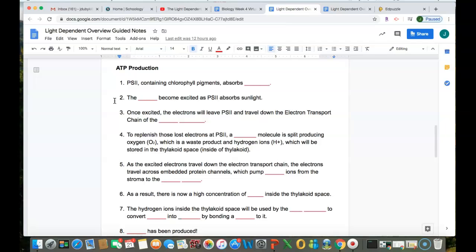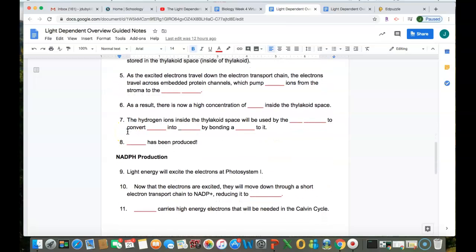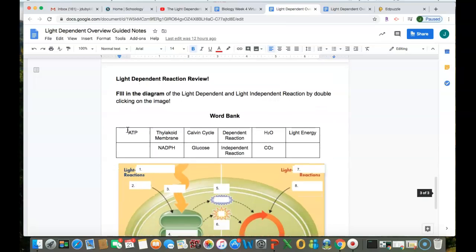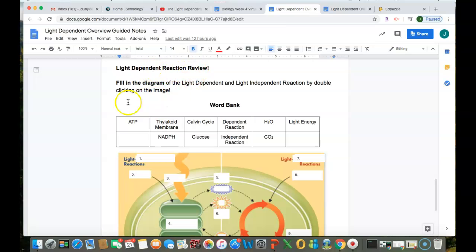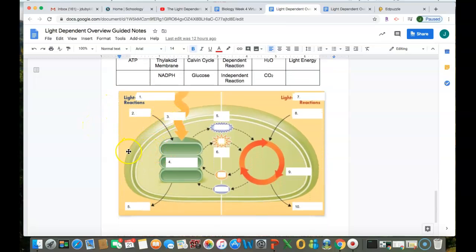Make sure you watch the YouTube video very closely, and as I talk about each step in the light dependent reaction, try to fill in these guided notes. I'm going to post the answers later just so you have them. And then down below here, I have the light dependent review diagram. And I really like this diagram. It's very simplified and easy to understand.